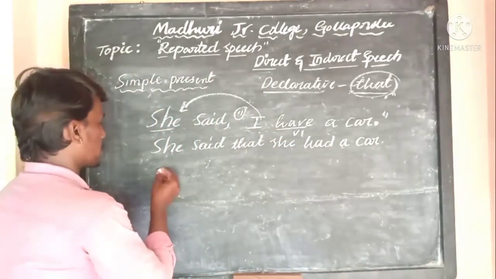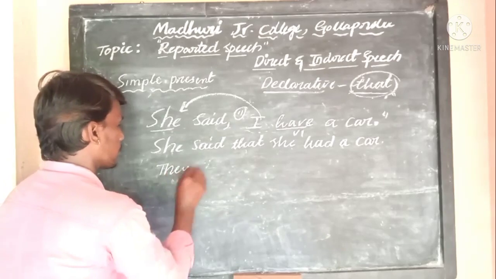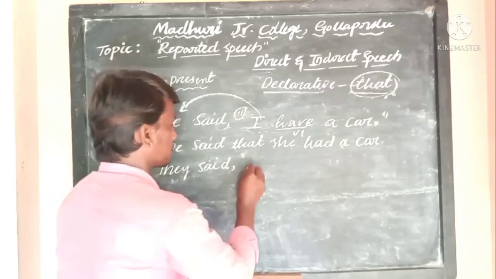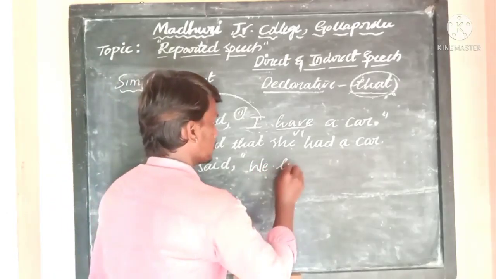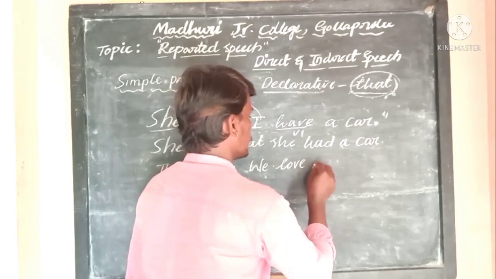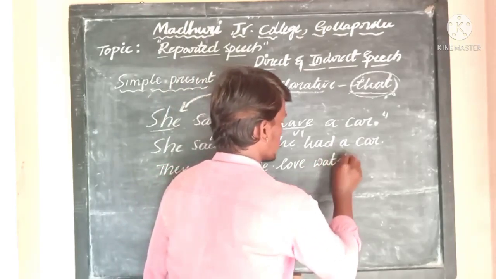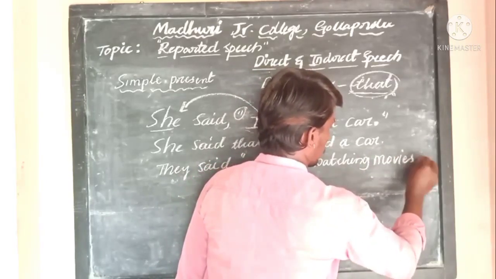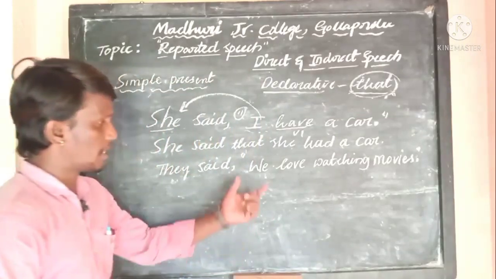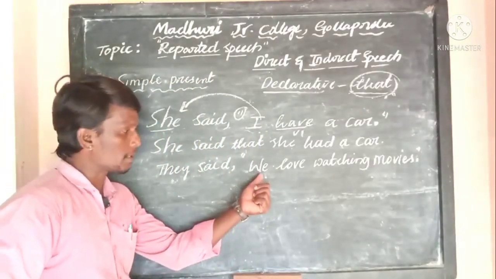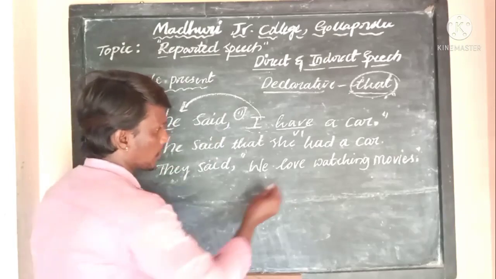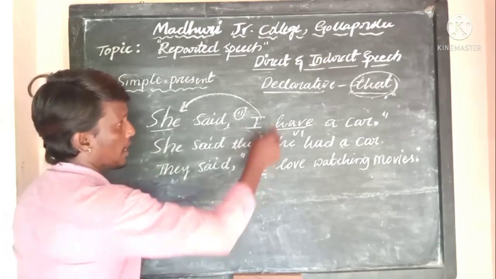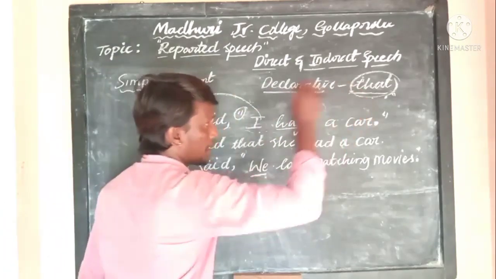Let us practice one more example. They said, "We love watching movies." Same as before, this is also simple present: subject plus V1 plus object. It ends with a full stop and started with the subject we, so it is a declarative sentence. As it is a declarative sentence, we should go for the conjunction that.